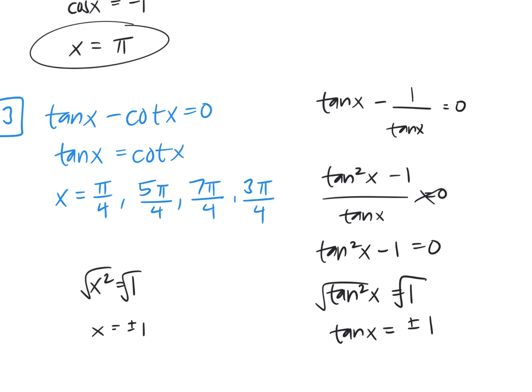So where, or what angle on the unit circle, am I going to have a tangent value of a positive 1 or a negative 1? Does that make sense? So when you take square roots, make sure you have a plus or a minus sign in front of your answers to make sure that you don't miss any of those.